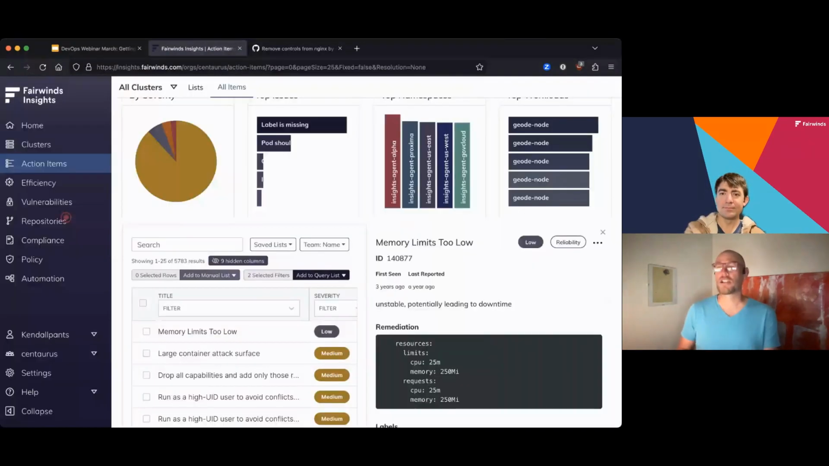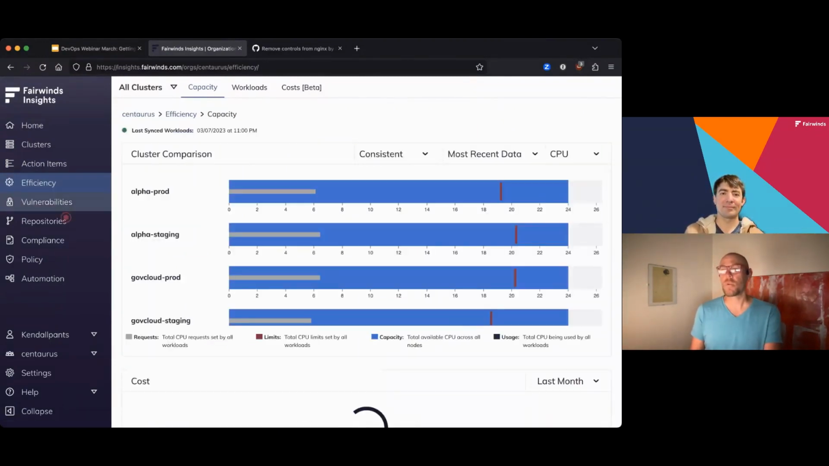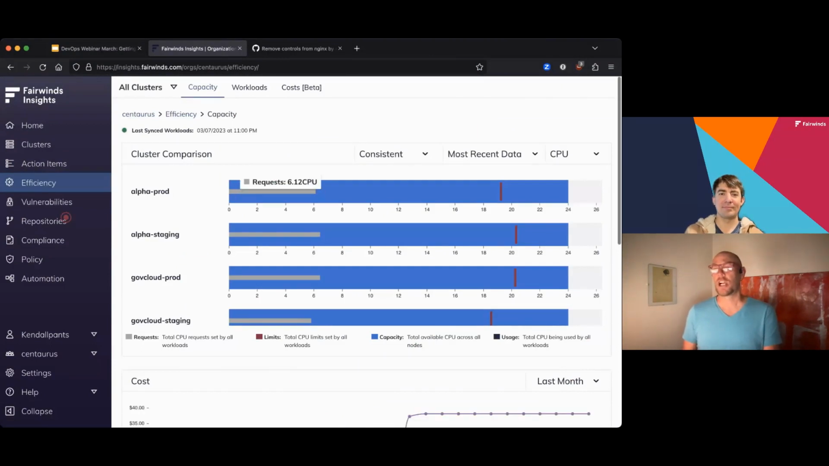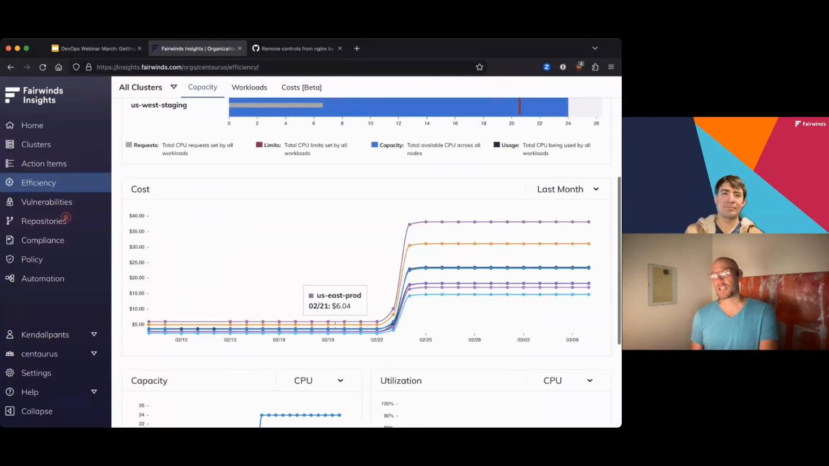Okay, that's a whole bunch to get to our efficiency tab. So this is where we're going to get into the cost bits because this is what we've been talking about primarily today. We break down cost across cluster. And so here, we're looking at the capacity and how many CPUs we're using. You can sort by all kinds of different things, CPU, memory, the most recent data, et cetera, across all your clusters. We track that cost across all clusters. Here, all of our demo clusters got more expensive sometime around the middle of February. Thanks, Robert.